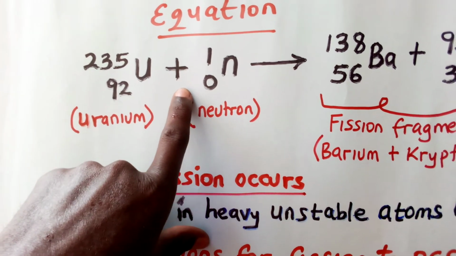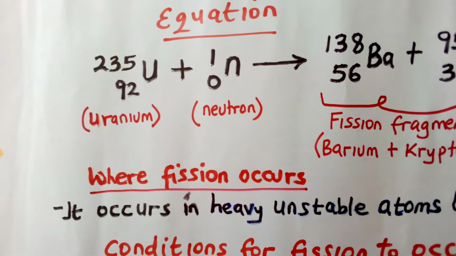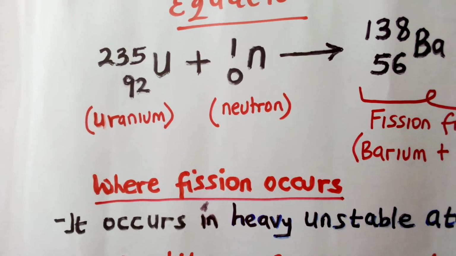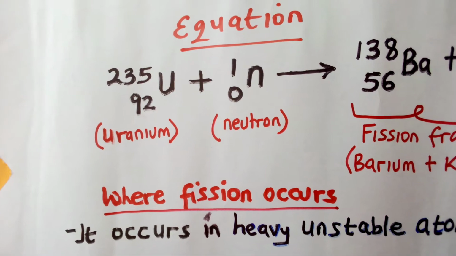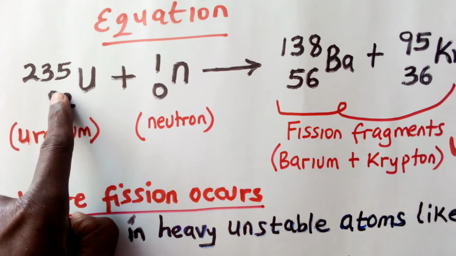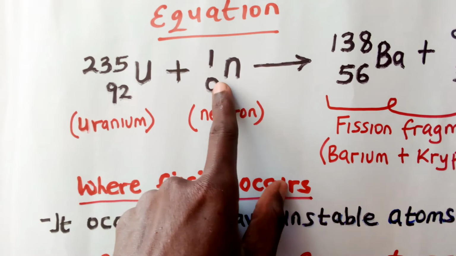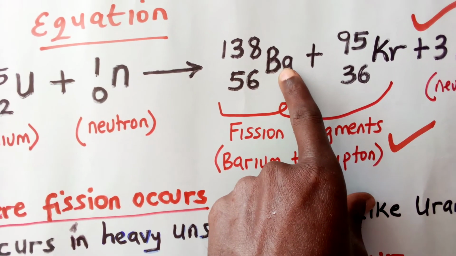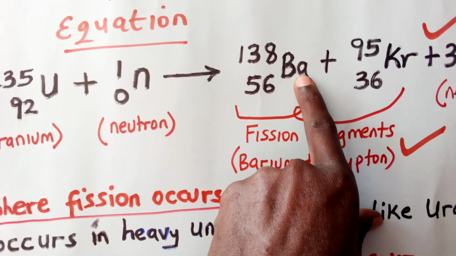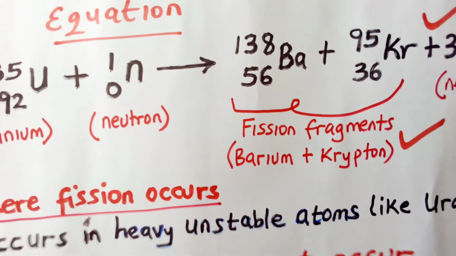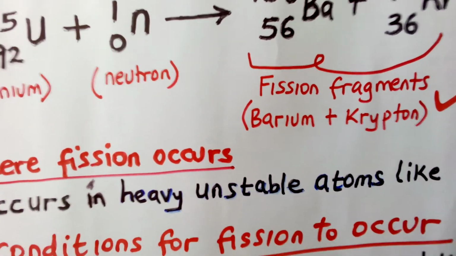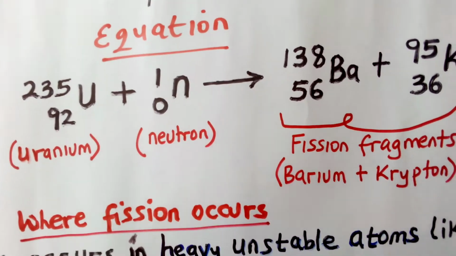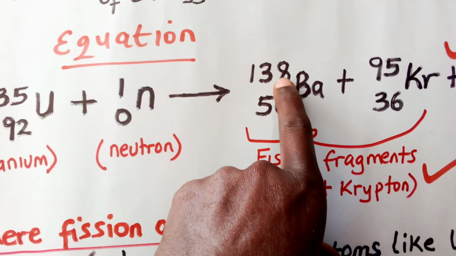The uranium atom, because it is unstable, splits. And when it splits, it does not remain uranium. The products now change. You can see a neutron combines with the uranium atom, and you end up with what? Barium. Ba represents what? Barium. The atomic number of barium is 56, and the mass number is 138.